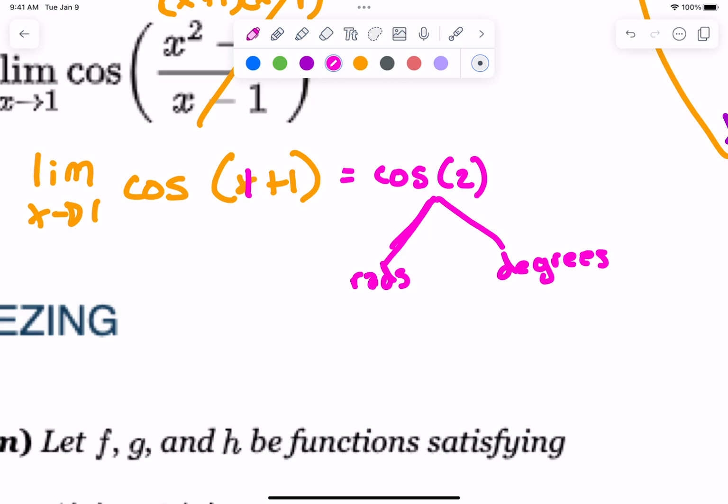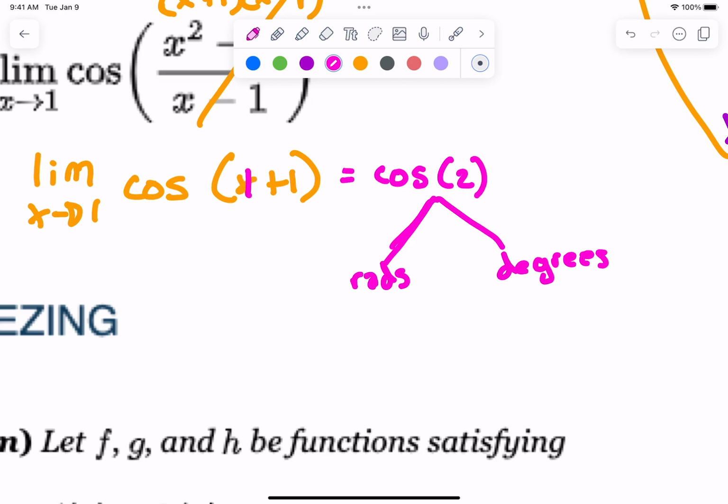You might have to type in cosine 2, enter, and then shift radians. It's in radians. Even though it's always E on the top. Let's see, you're in degrees? Okay, give me cosine of 2 in degrees.